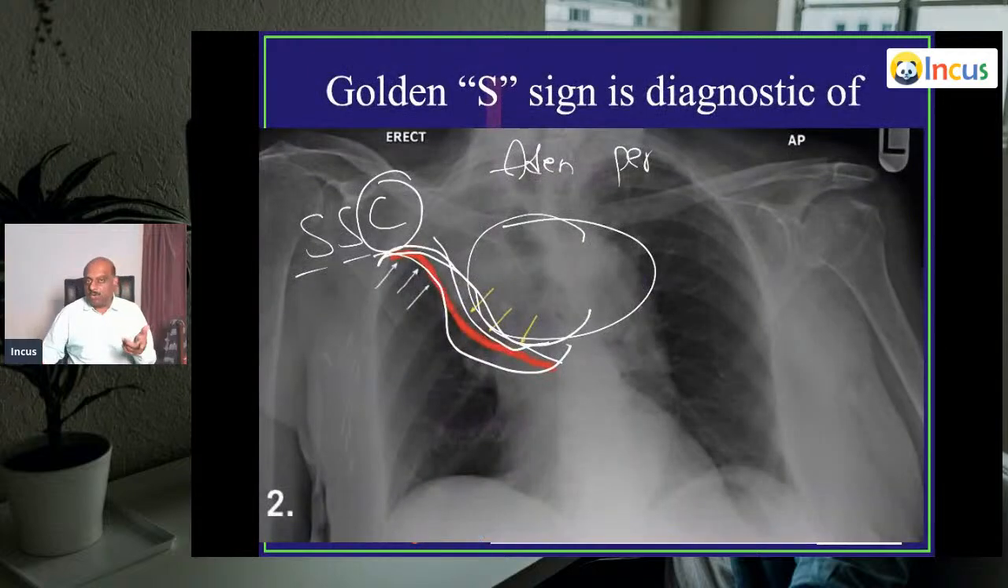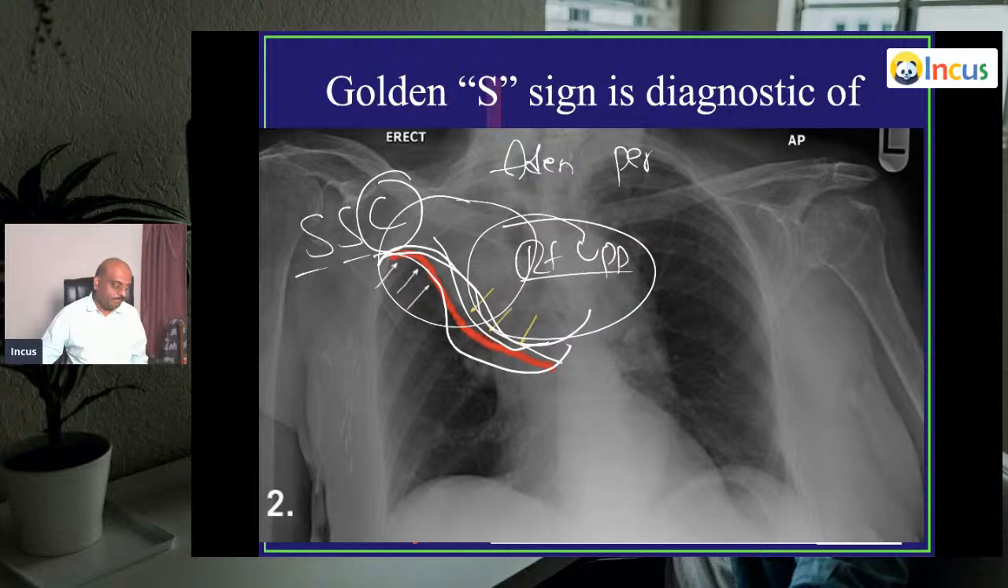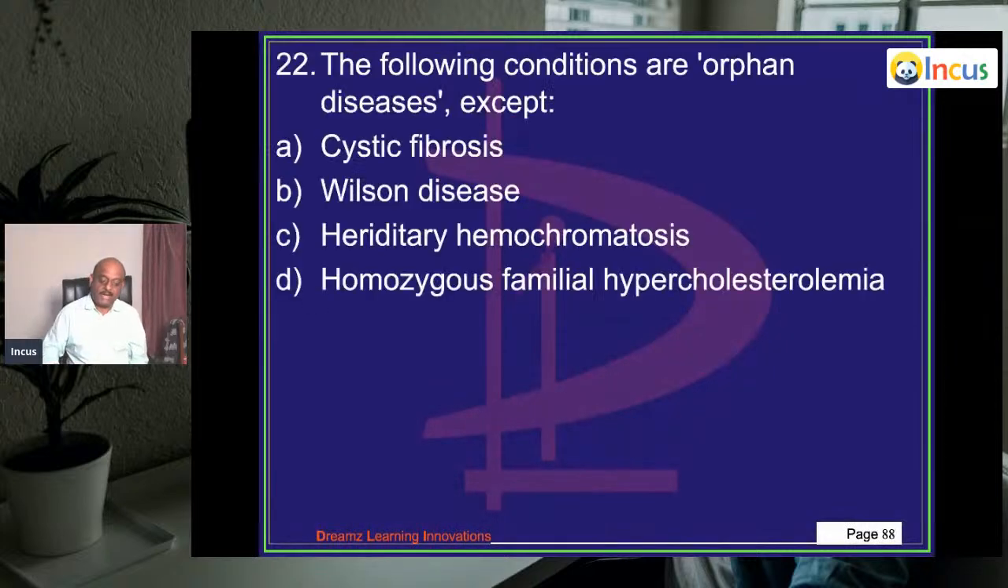Even right upper lobe atelectasis, right upper lobe collapse, also can present like a golden S sign. That is what you need to understand.